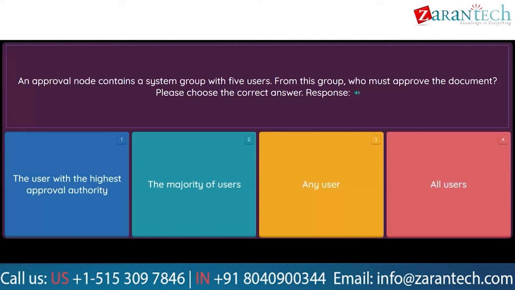Response: Option 1, the user with the highest approval authority. Option 2, the majority of users. Option 3, any user. Option 4, all users.